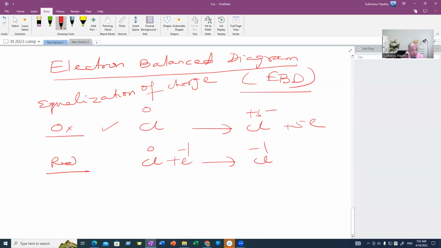As you know, reduction is the gain of electron. So in the reduction equation the electron comes on the left side with a positive sign, and in oxidation the electron comes on the right side with the positive sign.